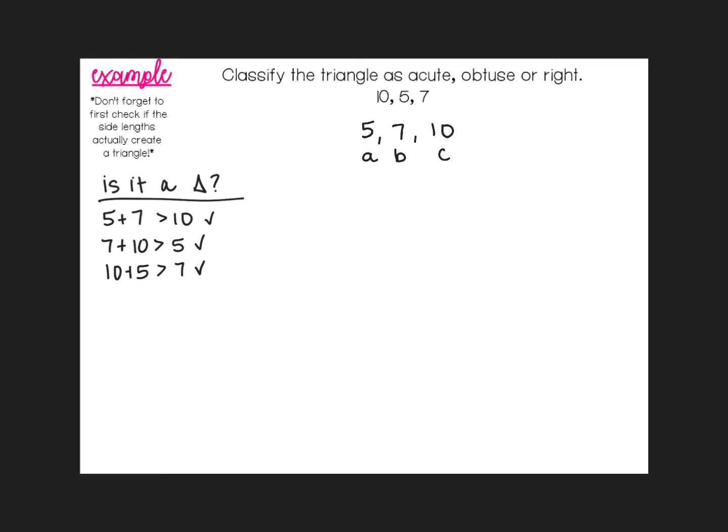After that, you can set up your Pythagorean inequality. On the left side, we're going to have c squared. I like to just leave a blank here. And then I have a squared plus b squared. So this would be 100, 25, and 49. And then 25 plus 49 is 74. So if I fill in this blank with less than, greater than, or equal to, I'm going to get greater than, which makes this triangle obtuse.